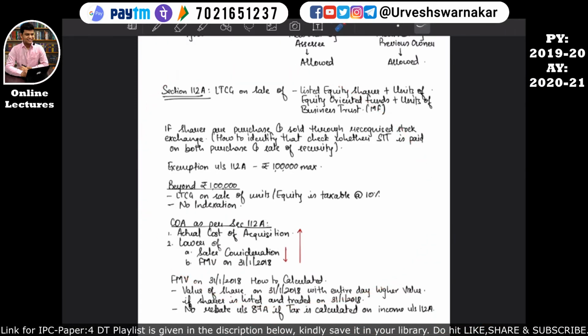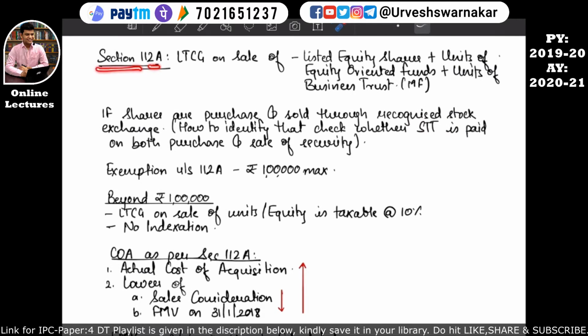So let's revise this section. Section 112A says that long-term capital gain on sale of listed equity shares or unit of equity-oriented funds or unit of business trust, that is mutual funds, will be calculated in this manner. That is, if the shares are purchased and sold through a recognized stock exchange, then this particular section will get triggered, and there is an exemption available under section 112A of rupees 1 lakh maximum.